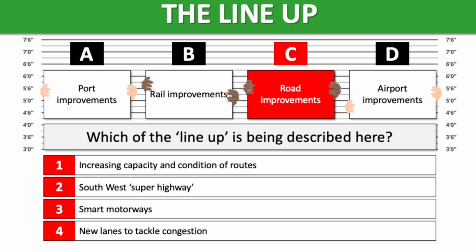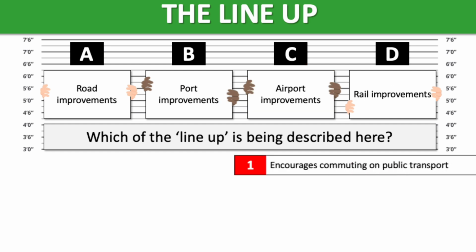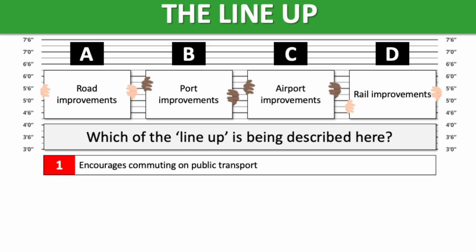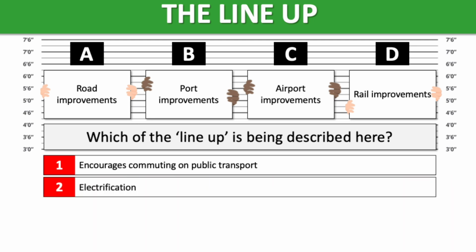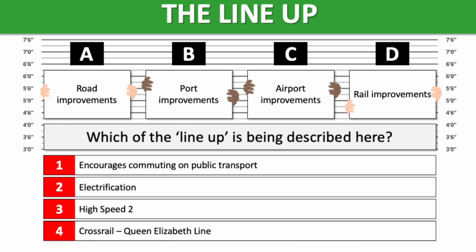Okay, let's have a look. They are, of course, road improvements. Right, next one. Which of the lineup is being described here? Encourages commuting on public transport, electrification, High Speed 2, and Crossrail, the Queen Elizabeth line.